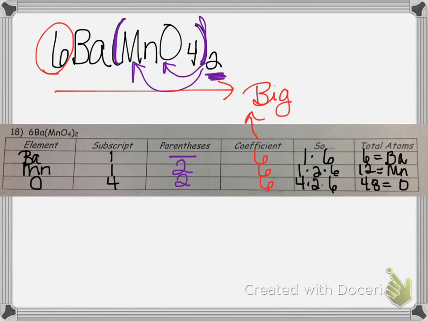This is an example of how to count atoms. Remember, you start with subscripts, then you go to parentheses, and then you look at coefficients.